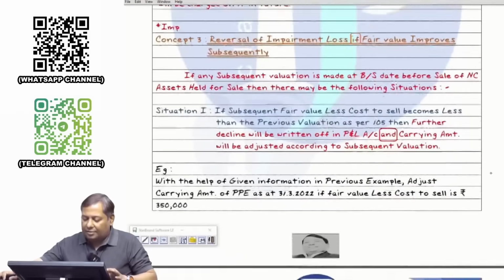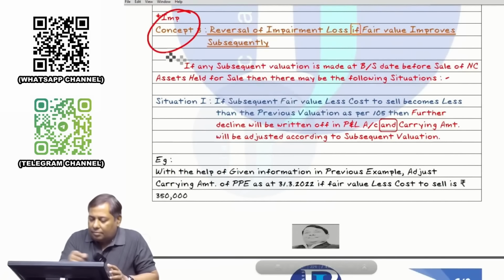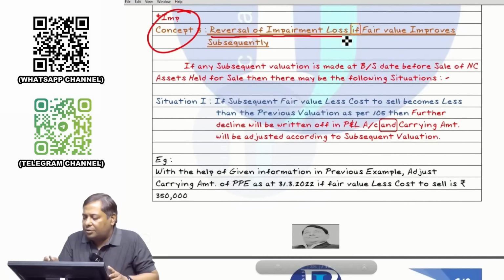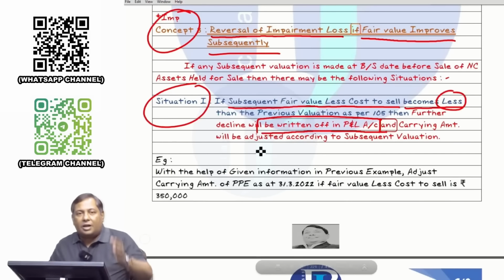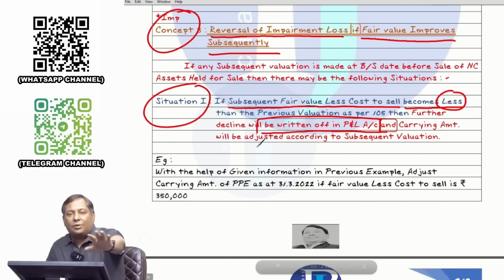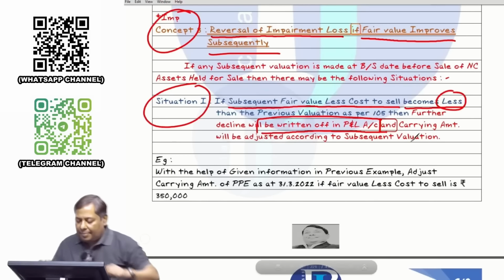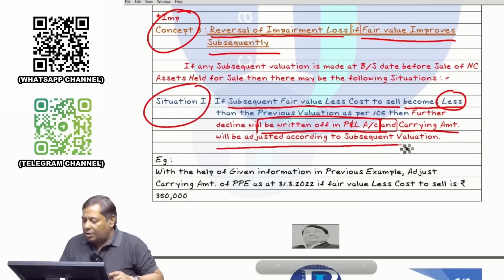Then concept number 3 came. The story of impairment loss reversal began. If fair value improves, I filed the first case in this regard. Situation 1. See, what was it? If the subsequent fair value less cost to sell, this is called NSP, decreases, if it becomes less, so we will write it off in the profit and loss account. If 680 becomes 670, write off 10,000, and your new carrying amount will be 670. The carrying amount will be adjusted according to the subsequent valuation. This was the first case.